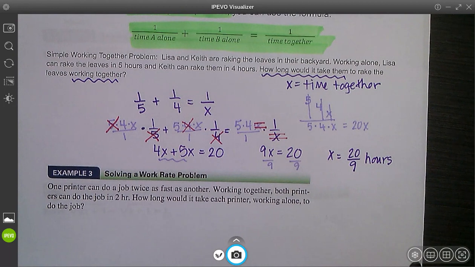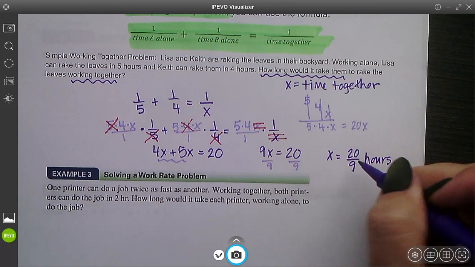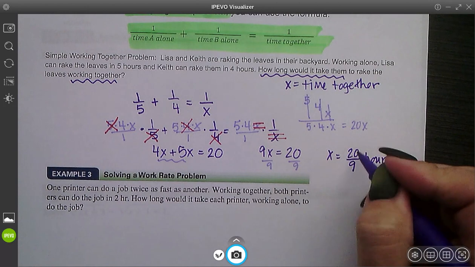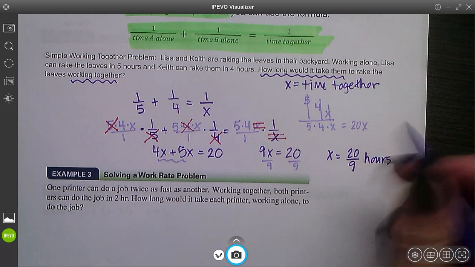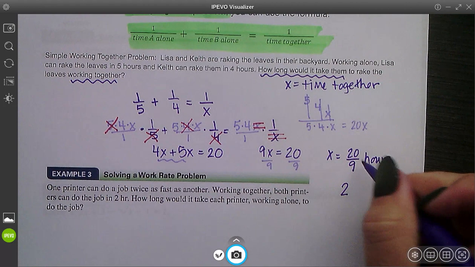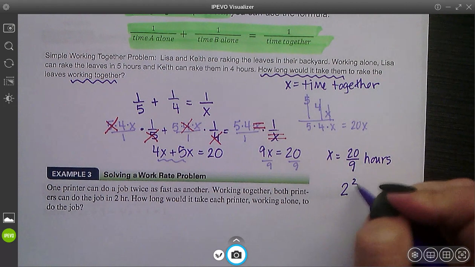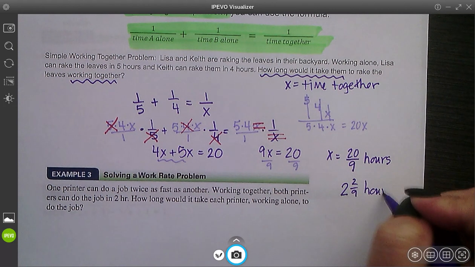Sometimes they like you to put those in mixed numbers. So 20 over 9 hours would be like 2 hours. 2 hours would be 18 over 9. So 2 hours, and then I would have 2/9 left over. So 2 and 2/9 hours.